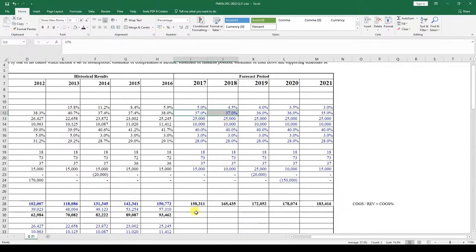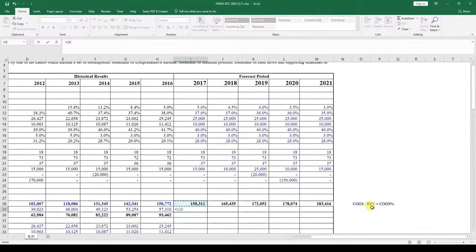But how then can we use the COGS percent to be able to model the cost of goods sold? We just get the revenue and multiply it with the cost of goods sold percent, because cost of goods sold over revenue is the cost of goods sold percent. So we cross multiply, the revenue multiplied by the cost of goods sold percent, then we should be able to have the COGS, and that's exactly what we are supposed to do.